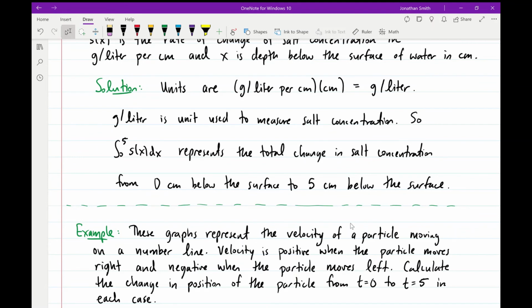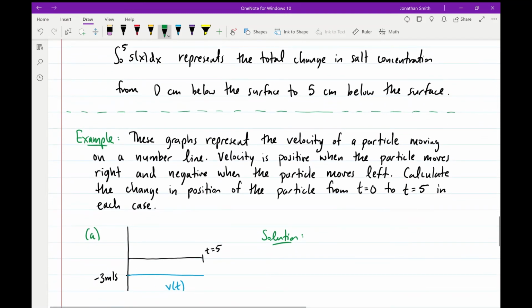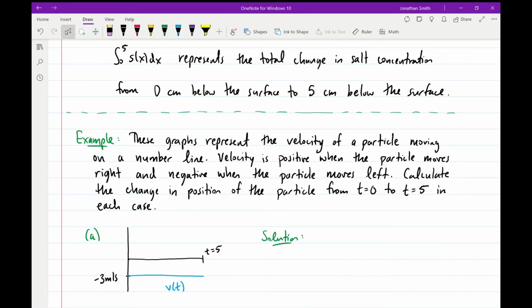All right, and for the last example, we have some graphs that give us the velocity of a particle that's moving on a number line. So this particle can only move to the right and to the left. It's one-dimensional motion here. And we say that the velocity is positive when the particle is moving to the right, and the velocity is negative when the particle is moving to the left.